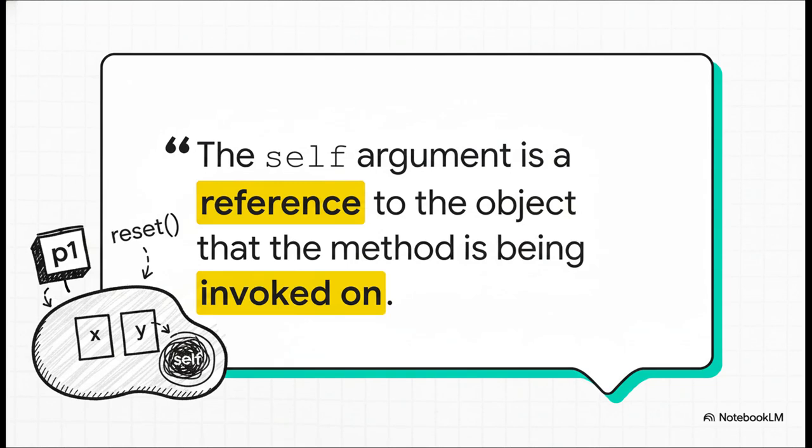When you run your code and call p1.reset, Python secretly does something for you. It automatically passes the p1 object itself as that very first argument. So inside the method, when you see self.x equals 0, it really just means set the x attribute of whatever specific object this method was called on to 0.